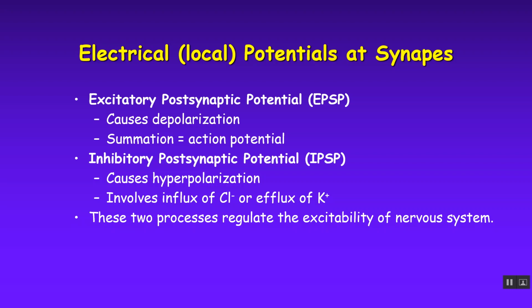Another way to do that is to open up some more potassium channels. Even though you have those leaky potassium channels, you can open up some more to let even more potassium leak out, and so that makes the resting membrane potential a little bit more negative. These two processes basically regulate the excitability of your neurons in the nervous system, by either excitation or inhibition. You always have to have a way to turn things up or turn things down.